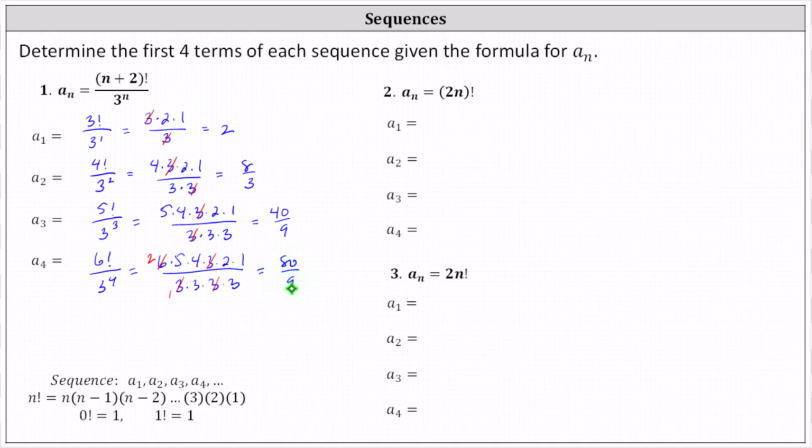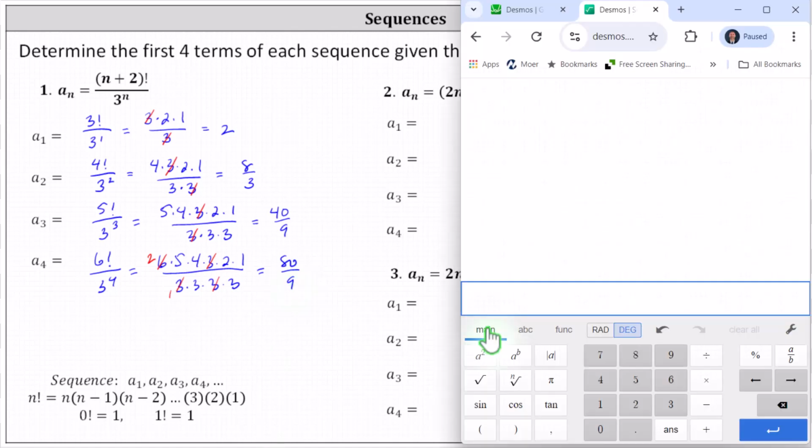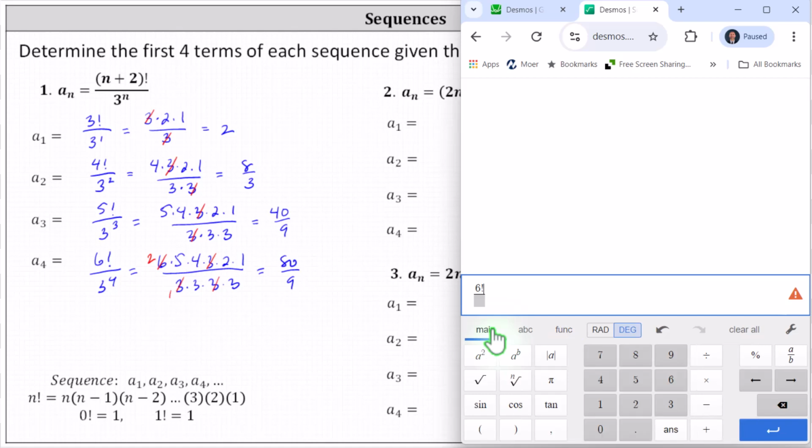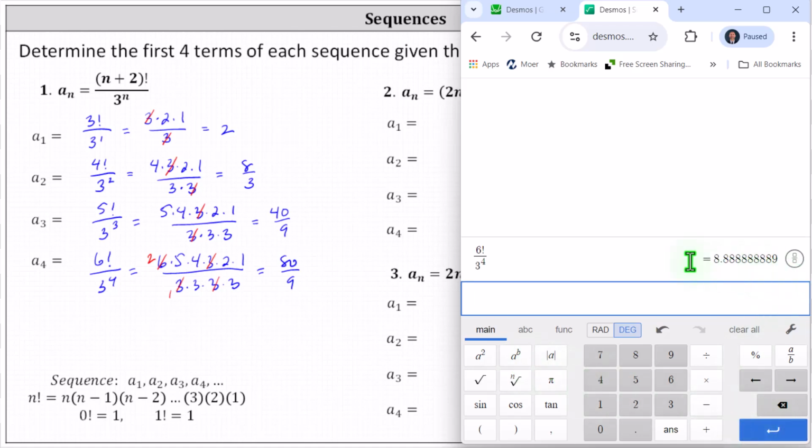Before we go on to number 2 and number 3, though, I do want to show how we can enter these expressions in the Desmos scientific calculator as well as the Desmos graphing calculator. For example, to enter a sub 4 using the Desmos scientific calculator, we can click on the fraction format button here on the right. To enter 6 factorial, we press 6. Then the functions tab, factorial is located at the bottom. We go back to the main tab, press the right arrow to enter the denominator, and then enter 3 to the power of 4, enter. Notice right now it's giving us a decimal approximation. We want the exact value as a simplified fraction, and therefore we click on the Convert to Fraction button on the far right.